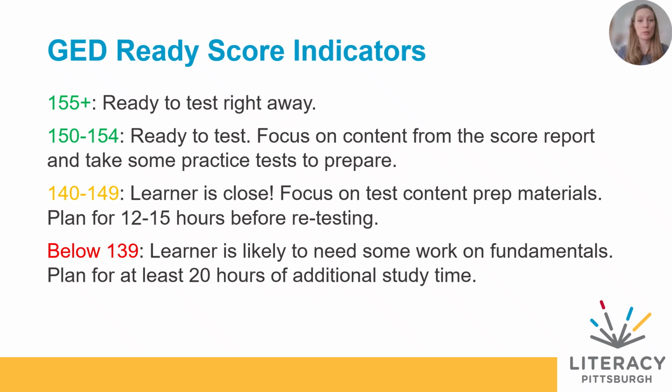If your student scores between 140 and 149, they are close to being ready to pass the test. You can continue to work together on your test prep materials, and students should plan for an additional 12 to 15 hours of study time before attempting another GED Ready test. If your student scores 139 or lower, they likely need some additional work on the fundamentals. You can plan for at least 20 hours of additional study time before they attempt to test again.